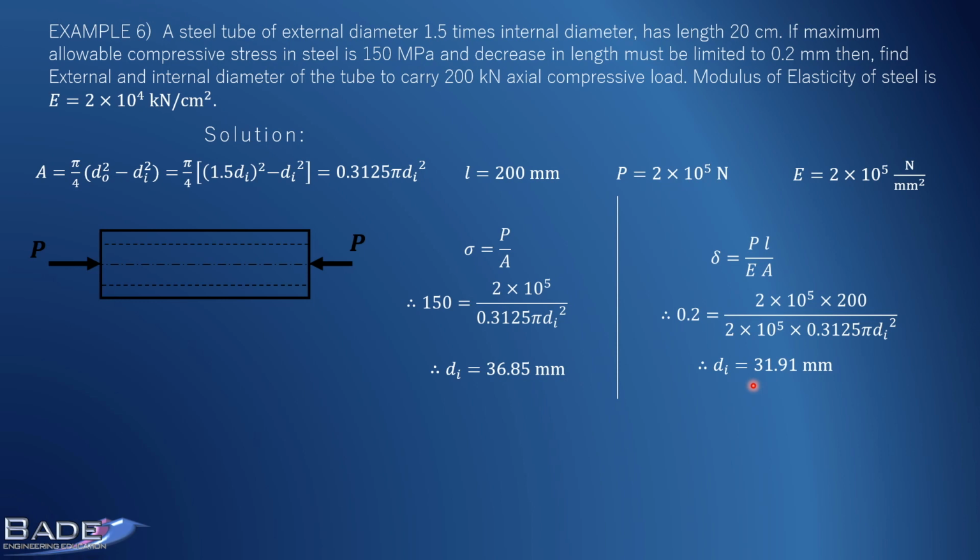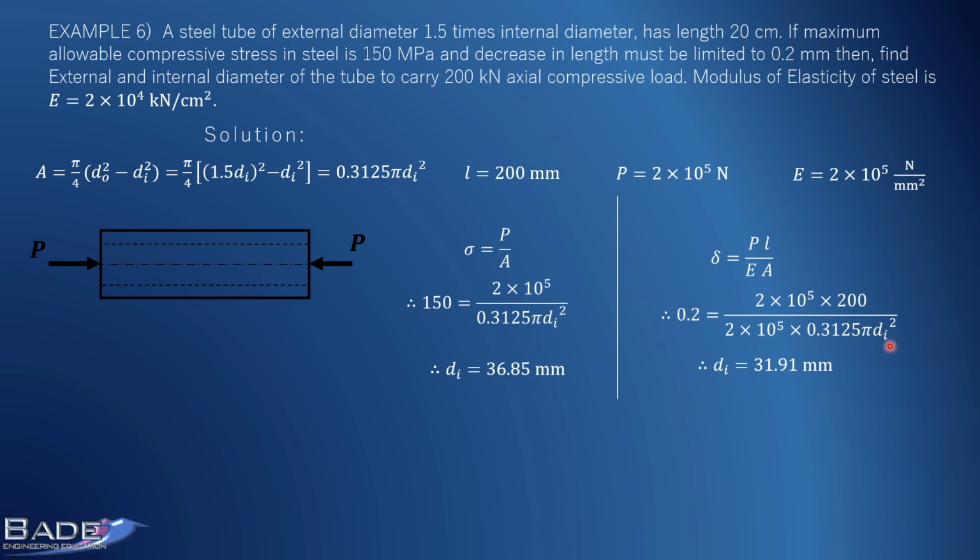If we use diameter 31.91, so here denominator will reduce, and when denominator will reduce, stress will increase. So this value is not allowed. Remember, this value is not allowed. This we can allow, because if you use this value here, you will get stress 150 obviously, because using the same equation we have found out this value. 150 is safe stress.